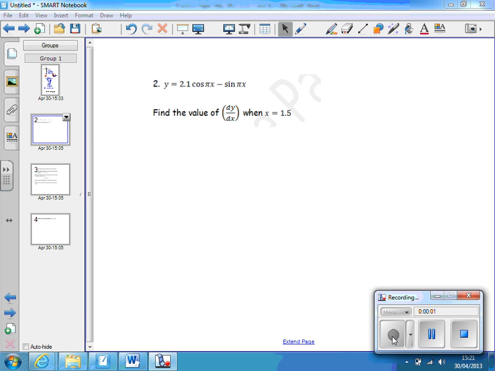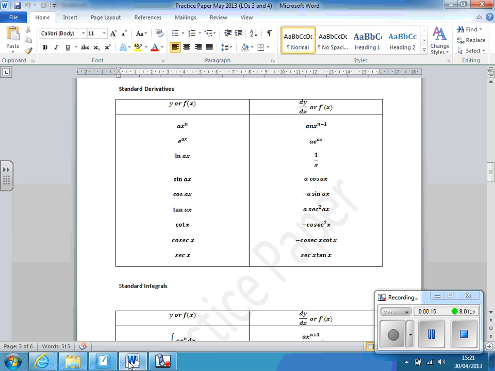So this question number 2 is asking you to differentiate this and then find the value of the differential when x equals 1.5. So the first thing to do is to differentiate it. So look at the table of differentials that you got on the exam paper, and we can see that sine becomes cos and the a comes out in front, and cos becomes minus sine with the a coming out.